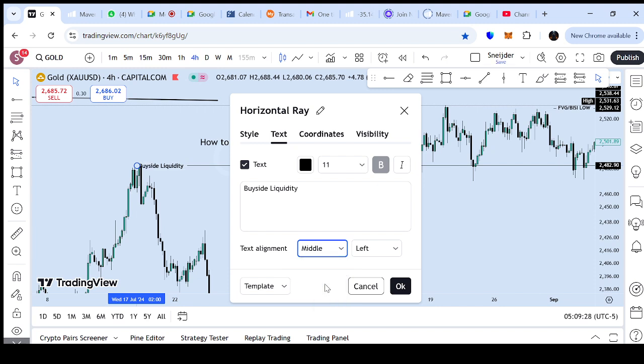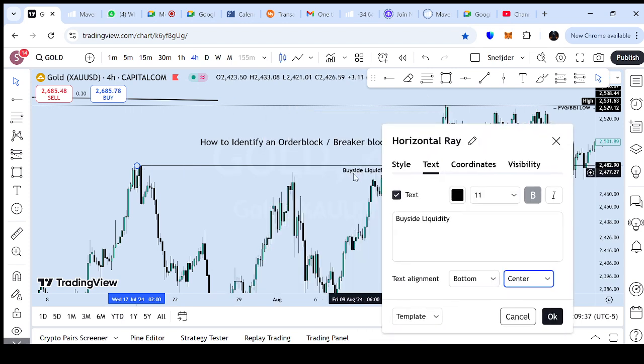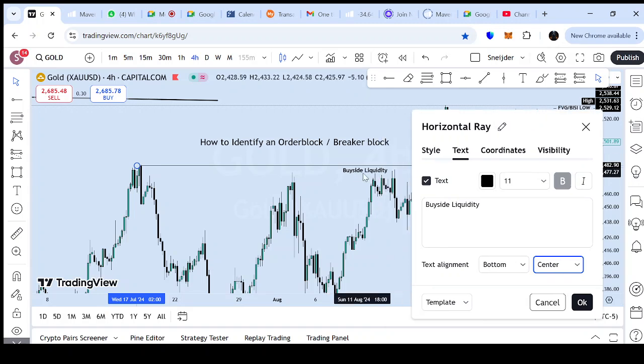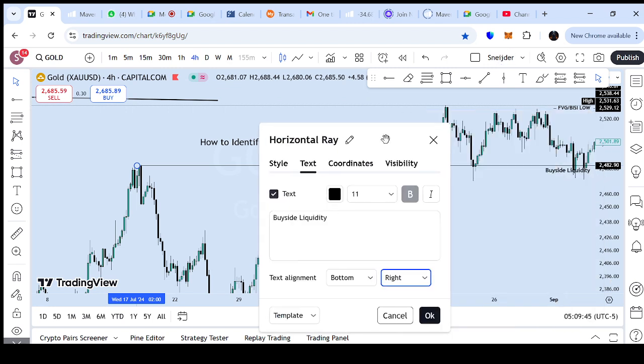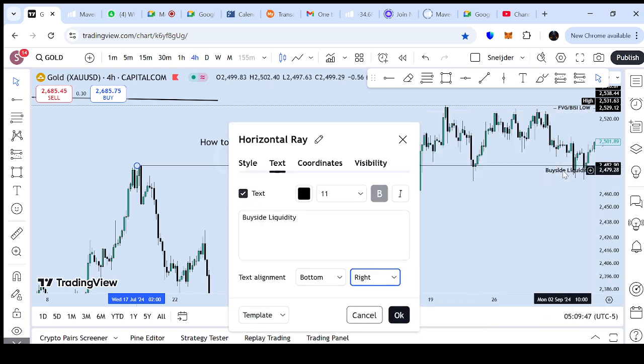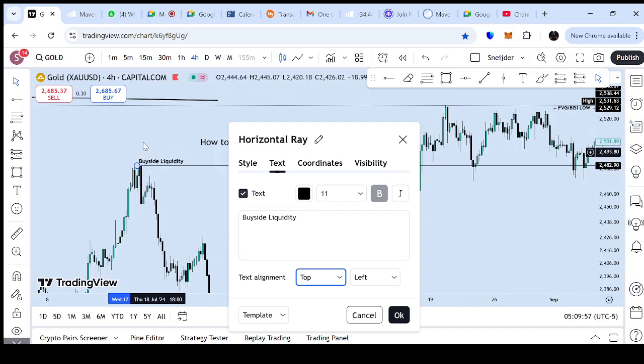You can put it at the middle, you can put it at the bottom, then at the center. This is where it will come at the center. You can put it at the right side, it will come at the right side. You can put it at the left side, it will come at the left side, then put it at the top for buy side liquidity. That's how I normally annotate mine. Let it come at the top side like that.